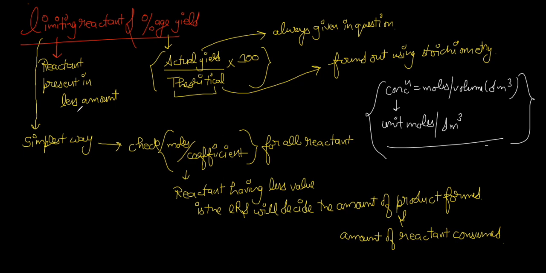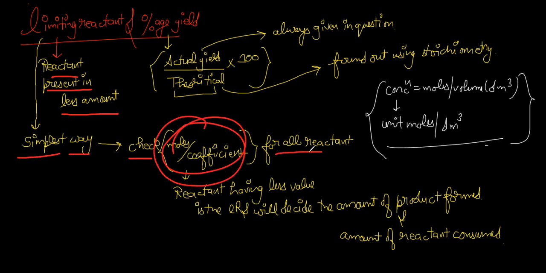Now, the theory I've written here: reactant present in less amount. The simplest way to find limiting reagent is to check moles by coefficient for all the reactants. The reactant having the lesser value is the limiting reagent that will decide the amount of product formed and amount of reactant consumed. This is about limiting reactant. Now, percentage yield is also given here, so let's discuss that as well.